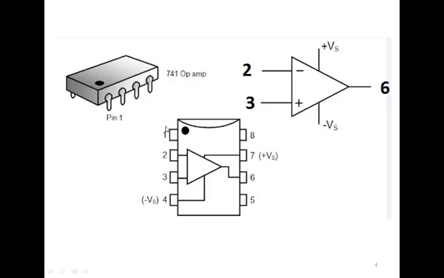Of the rest of the pins, pins 1 and 5 are used for offset null. The purpose of these pins we will see later. And pin number 8 has no connection with the internal circuit.